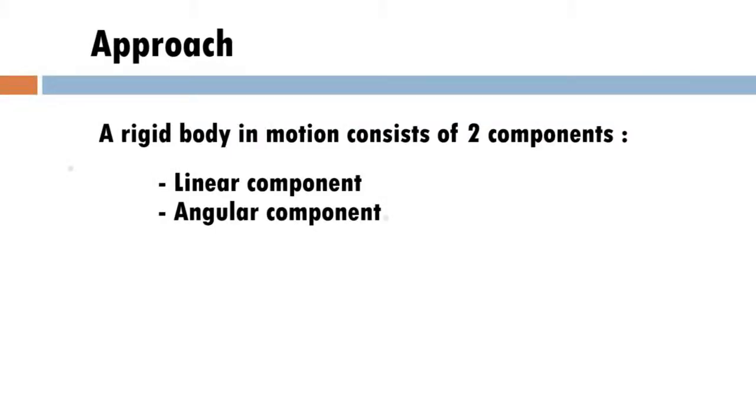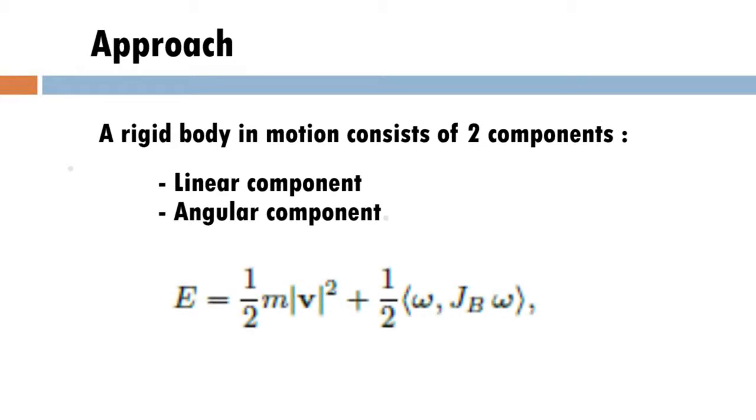Consider a rigid body in three-dimensional space. This body, when in motion, will possess a certain amount of kinetic energy. This kinetic energy is comprised of two components, a linear component and an angular component, and this is described by the equation that follows. In this equation, J is the inertia tensor and omega is the angular velocity.